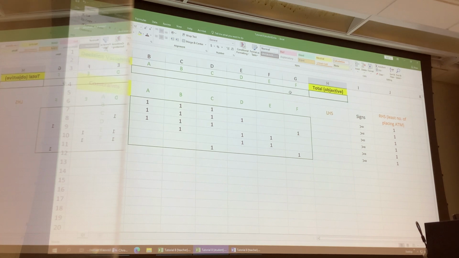So let's go to the equation parts. For the objective, summation. Remember that for the objective equation, we have to sum all the decision variables, right? So that is B2 to G2, the summation of B2 to G2, okay? So that is the equation of the objective, in H2. Okay, so let's go to the left hand side.